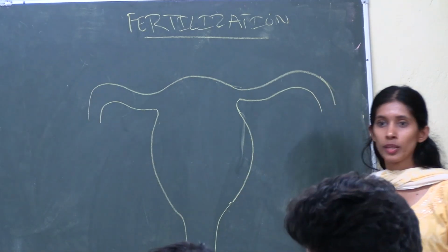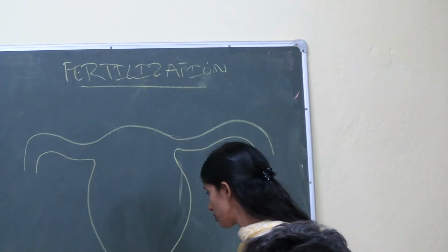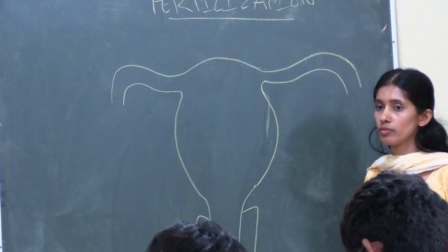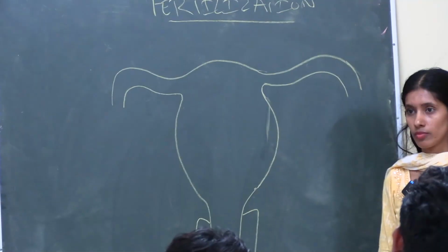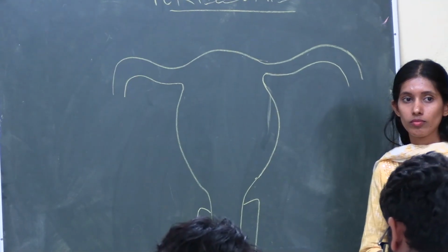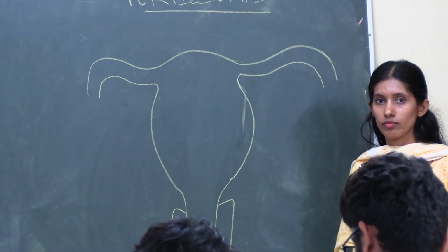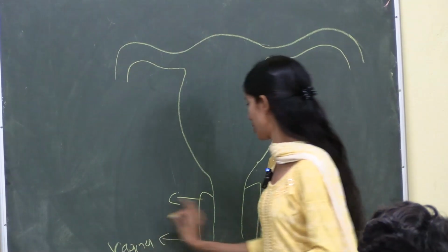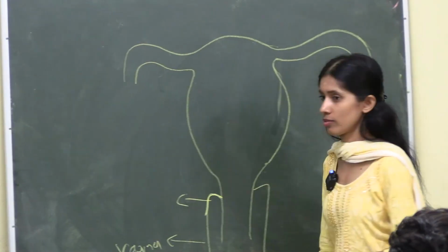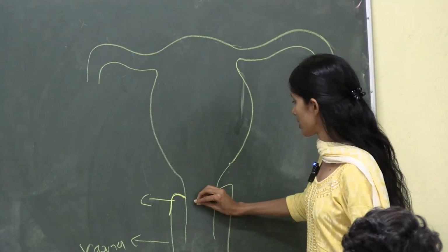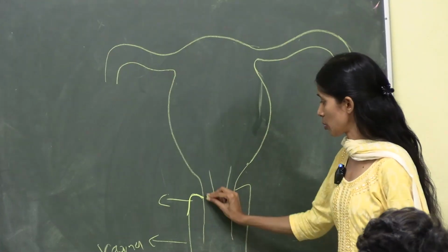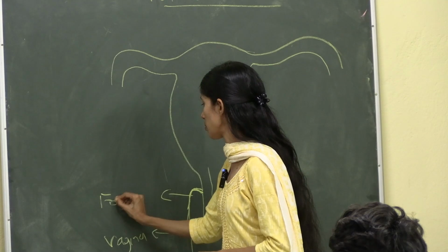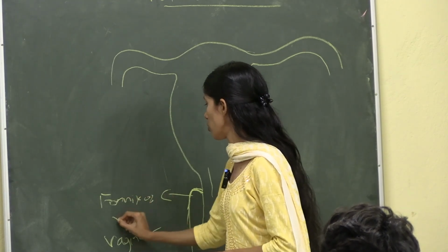Okay. Can you name the structure in this diagram? Okay, uterus, fallopian tube, and this one. This is cervix. This part is cervix. This part I'm asking, this is called as the fornix of vagina.